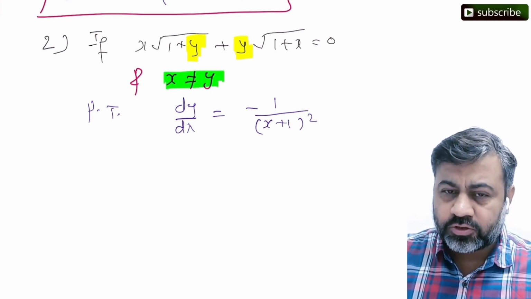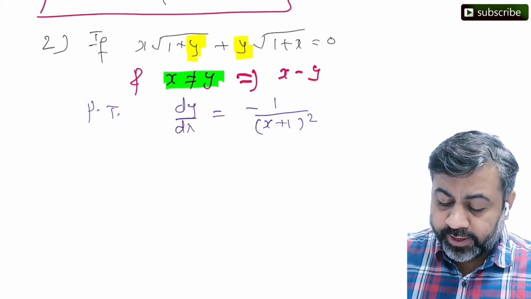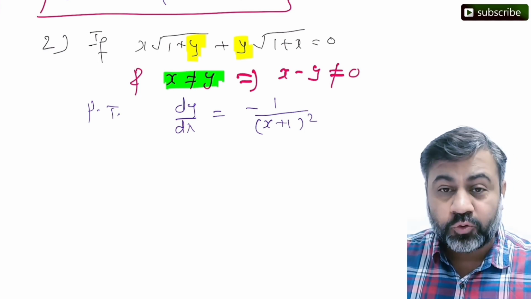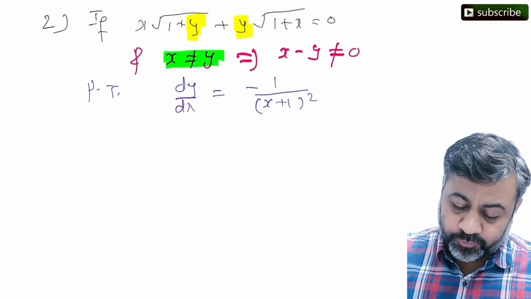What do you mean by x is not equal to y? That means x minus y is not equal to 0. Keep this in mind and let's proceed further.